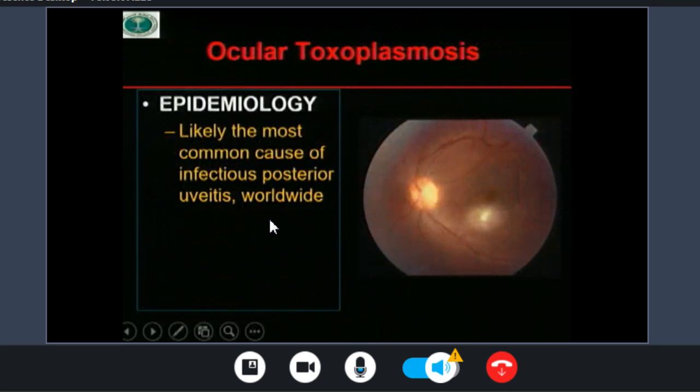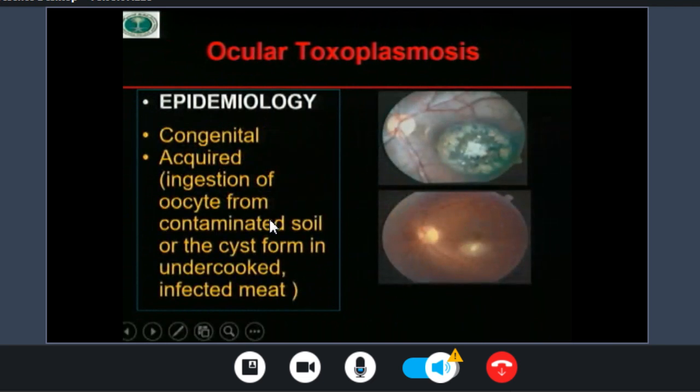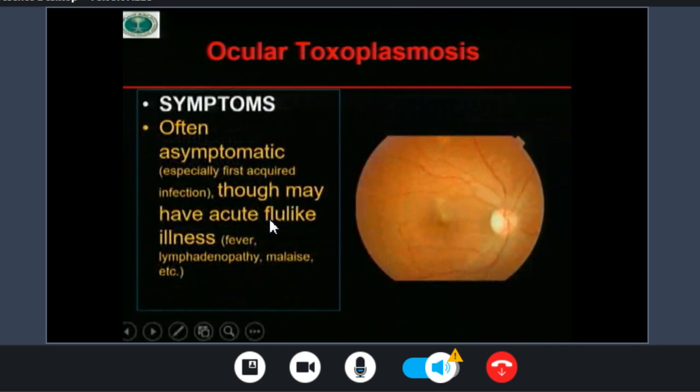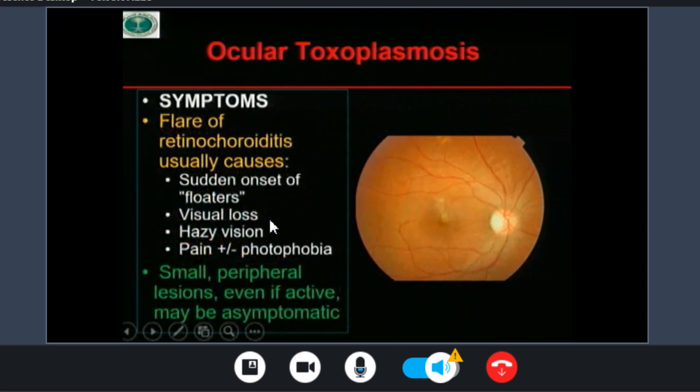Another entity that might present in the acute stage in emergency is toxoplasmosis, which is well known to be the most common infectious posterior uveitis. It could be congenital or acquired. Usually it is asymptomatic if it is peripheral lesions or acquired types, and there might be an acute flu-like illness that precedes the attacks of toxoplasmosis. Symptoms are usually associated with flare-up of retinochoroiditis and usually lead to sudden onset of floaters, visual loss, hazy vision, or pain that could be associated with photophobia. Usually, as we mentioned, a small peripheral lesion might pass without any symptoms.